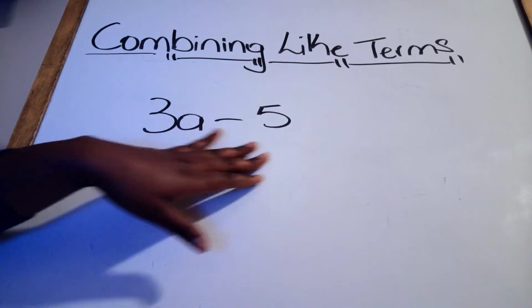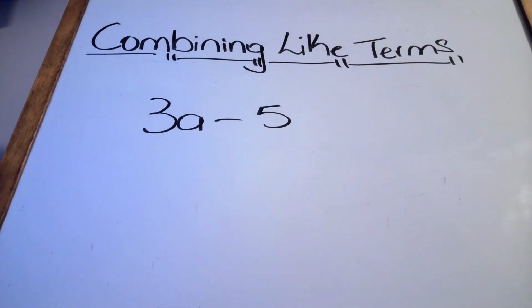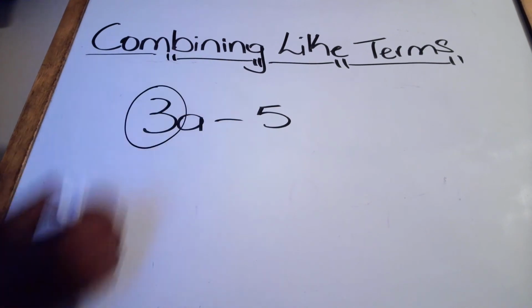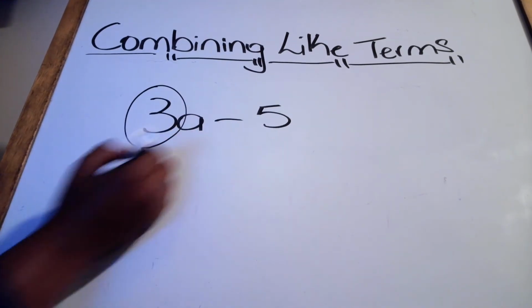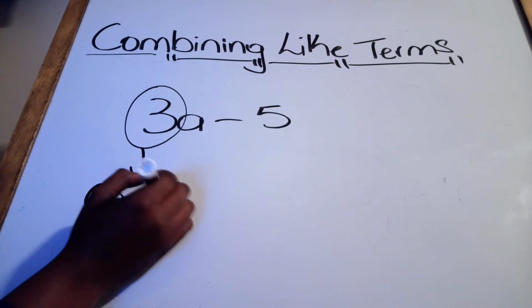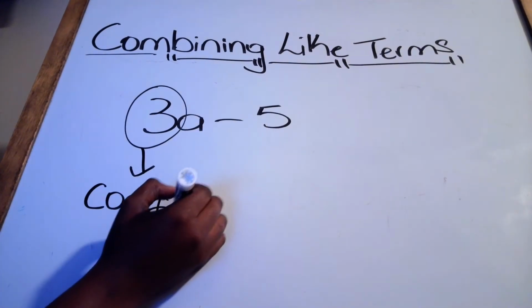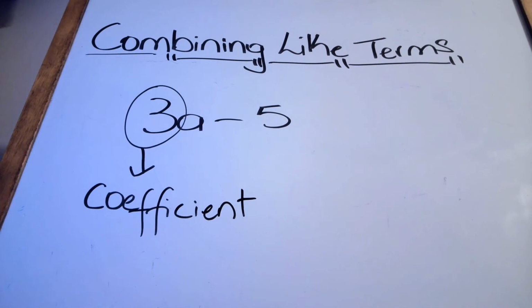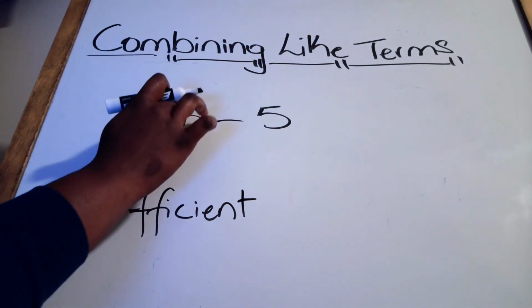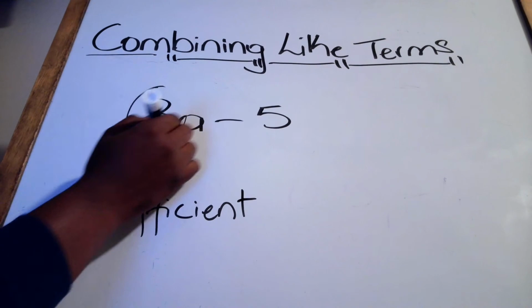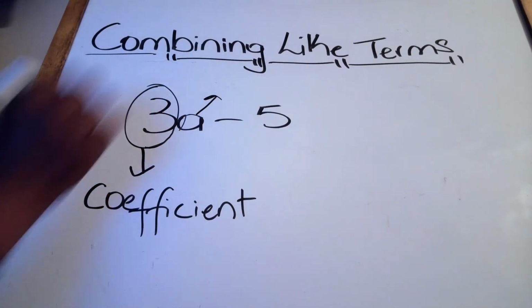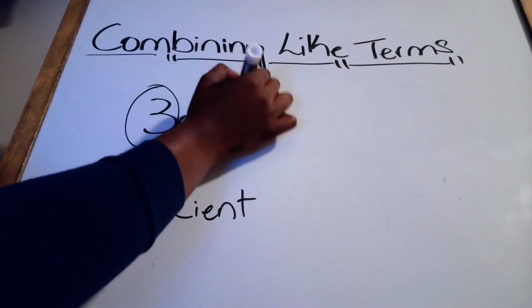I want to label the parts of the expression here. So we have 3 here. We call this number the coefficient. This is a number that comes before the variable, right? Or the number that is attached to the variable. We call it the coefficient. This one, the letter, we call it the variable.